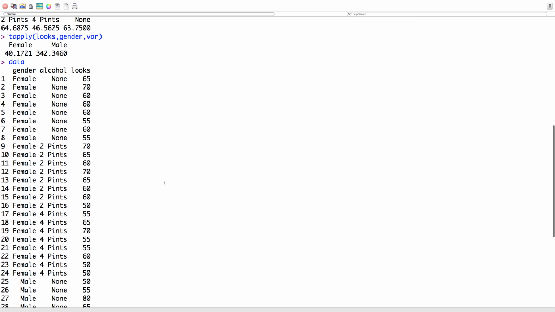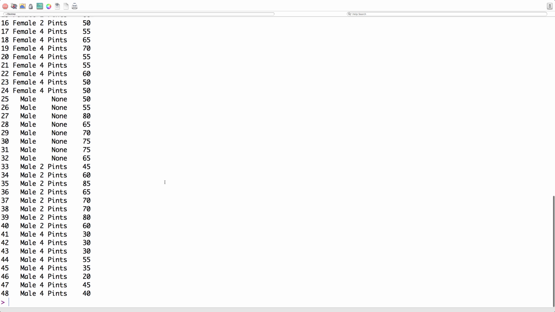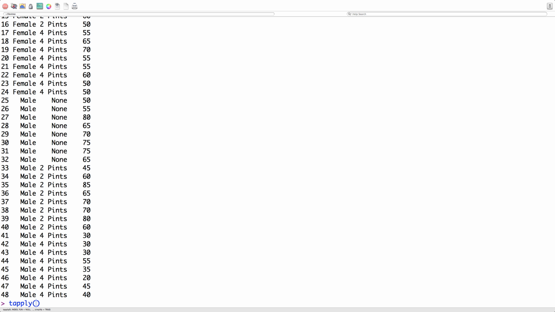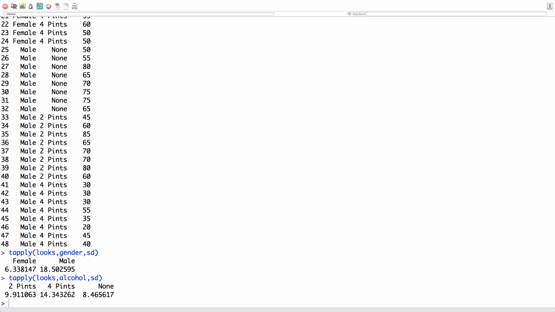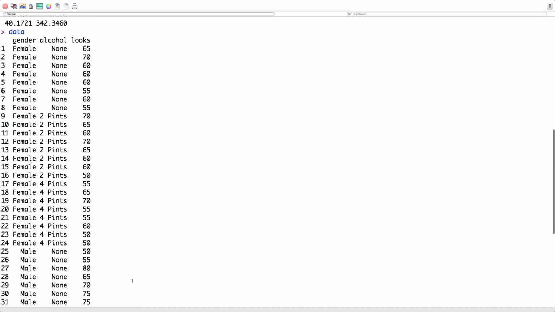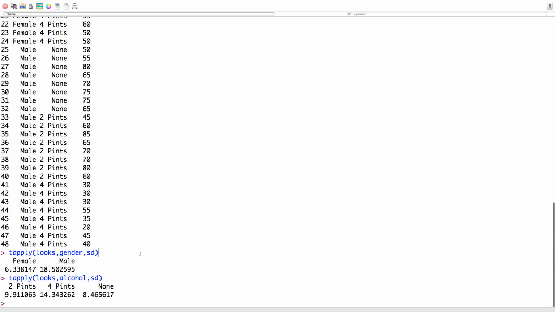Okay, so I want to look at the standard deviation too on those. So let's look at looks over gender, and let's look at the standard deviation. So there's a lot more variation in the male attractiveness across gender. Okay, let's look at looks across alcohol, and quite a bit more variation over the 4 pints. So, all right, well, it is what it is.